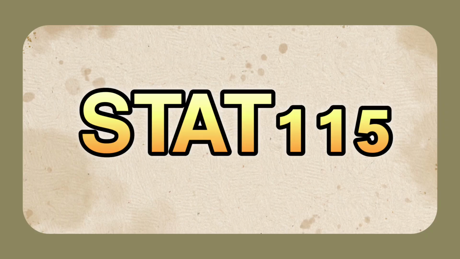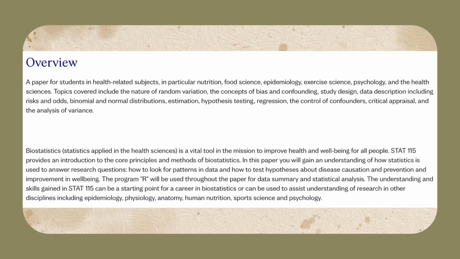So those were the 7 core papers for health science first year. And what you also have the option of taking is an optional 8th paper. And for me, I had taken stats in high school, so I thought the best option for me would be to take Stat 115, which is an Introduction to Biostatistics paper. This is obviously a paper for students that are in health-related subjects, and in particular, nutrition, food science, epidemiology, exercise science, etc. Like one of my friends who was doing marine science, she also took biostatistics. So there's just a range of people that take this paper, as well as people who are studying statistics as their major.